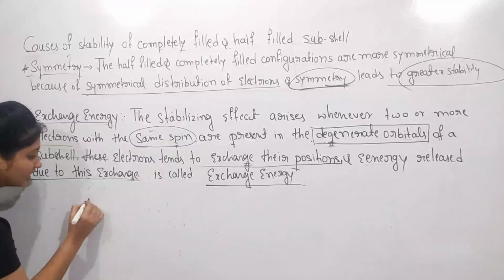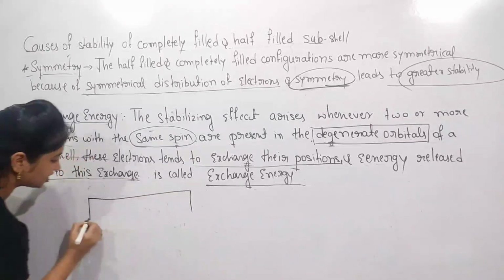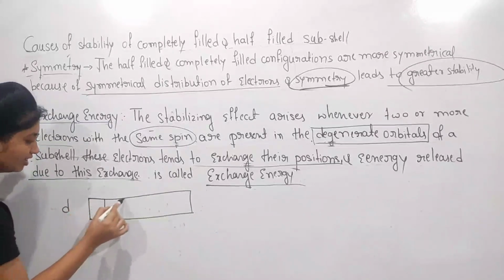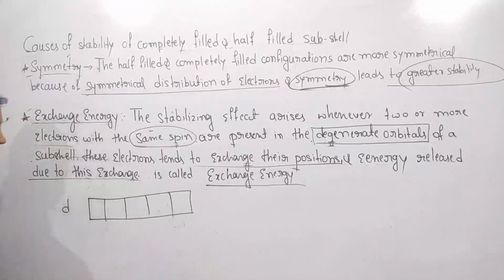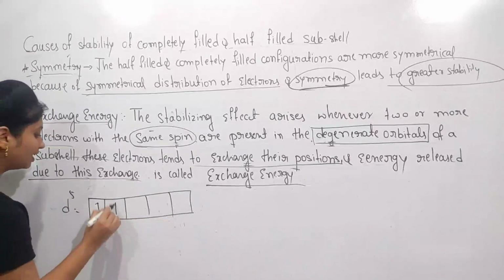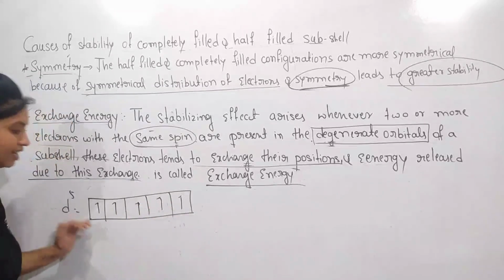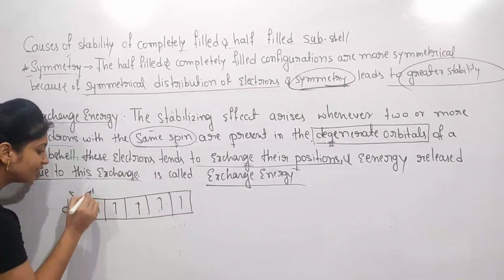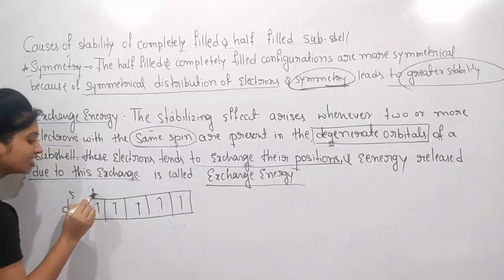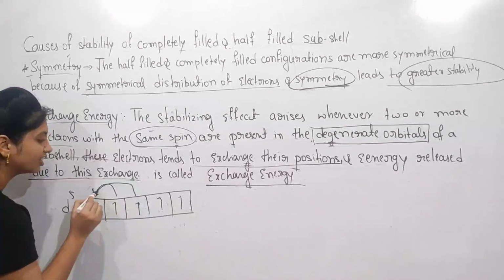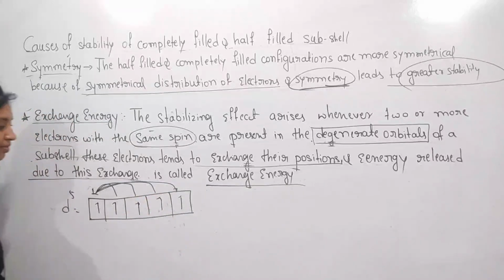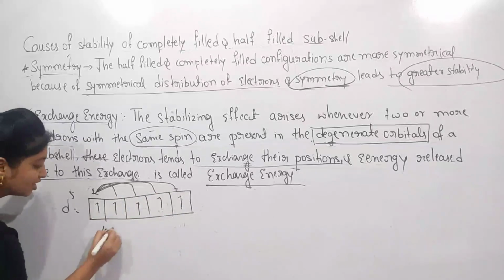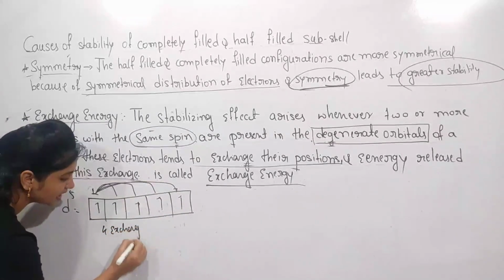Let me explain with an example. We have 5 degenerate orbitals in a d subshell: 1, 2, 3, 4 and 5. We have 5 electrons with the same spin, and these electrons exchange their positions. Consider this is our first electron, and it exchanges its position here, or here, or here, and here. So how many exchanges take place here? 1, 2, 3, 4. 4 exchanges take place by electron 1.